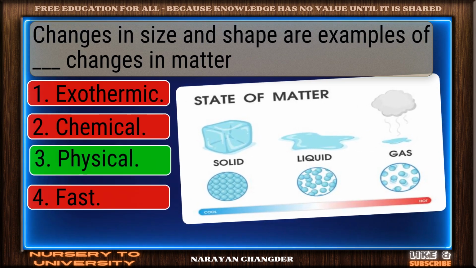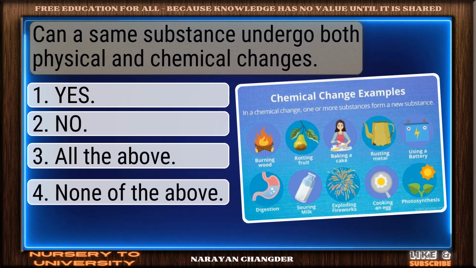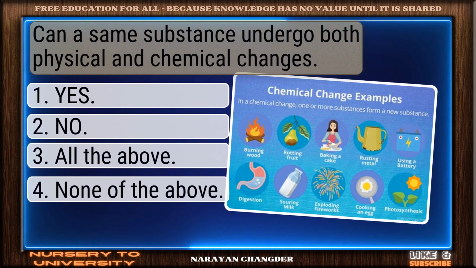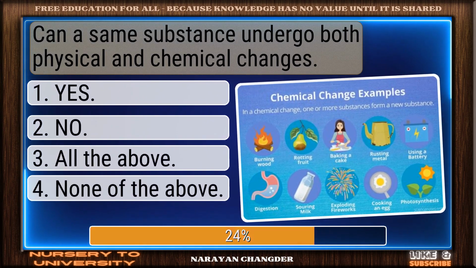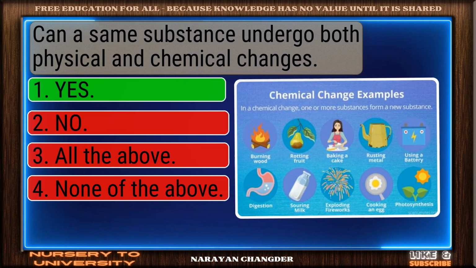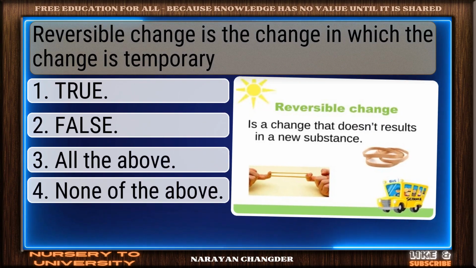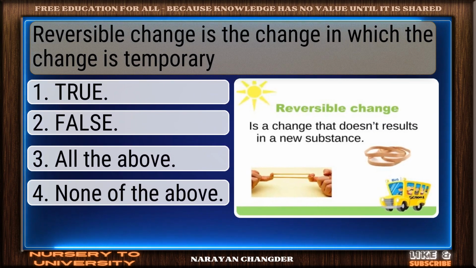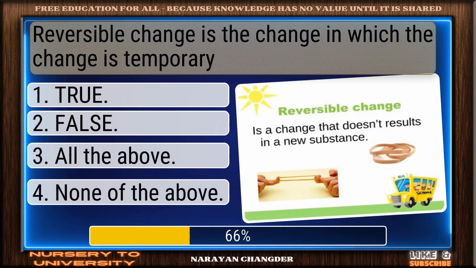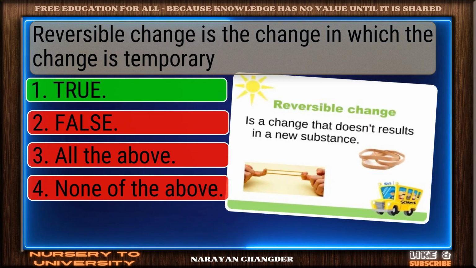Well reasoned. Physical is the correct choice. Can a same substance undergo both physical and chemical changes? Exactly. Yes makes sense, and it is right choice. Reversible change is the change in which the change is temporary. On track. True is the correct answer.